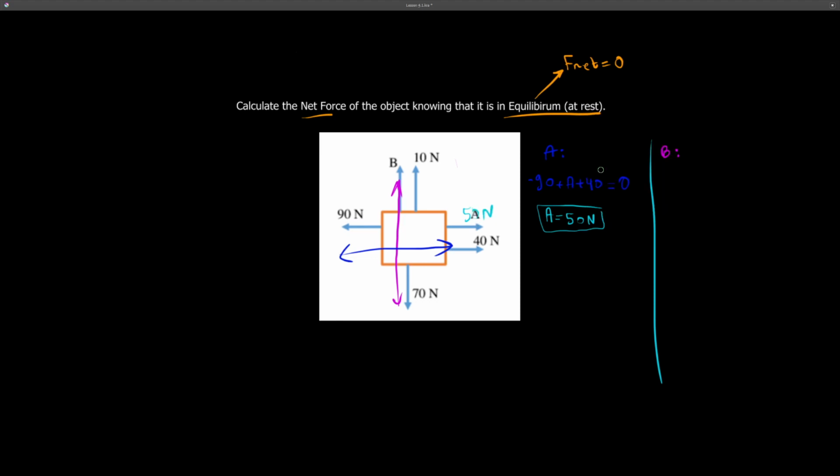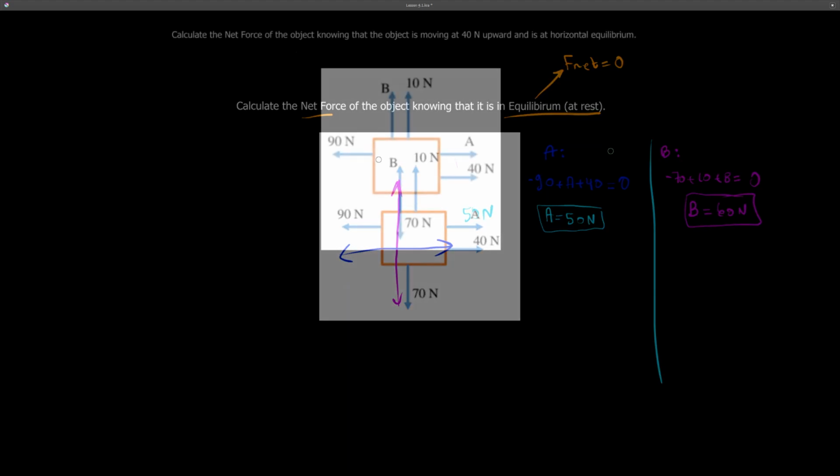Next up, B. So we have B upwards, so B is positive, and 10 positive, and then minus 70. So we can say that minus 70 plus 10 plus B is equal to the F net, which is 0. Plus 70 minus 10, B is going to be equal to 60 newtons.